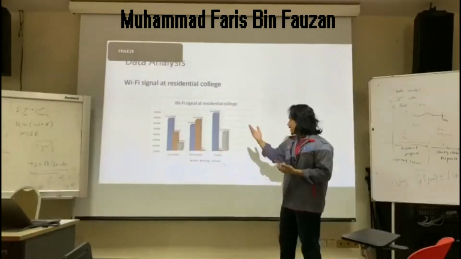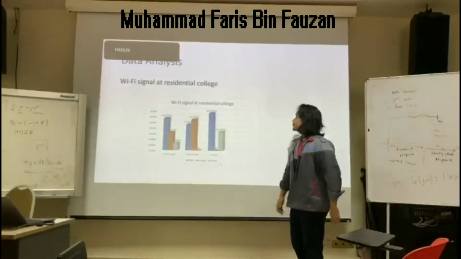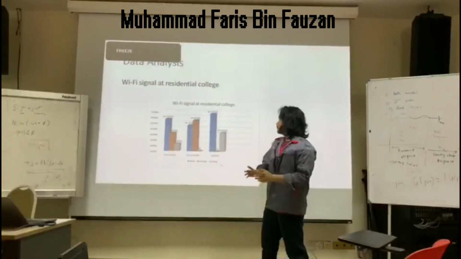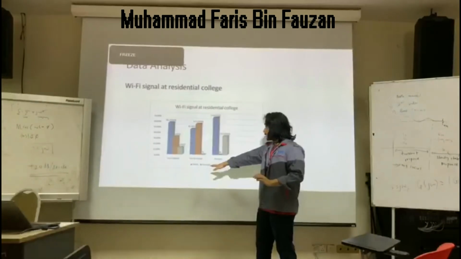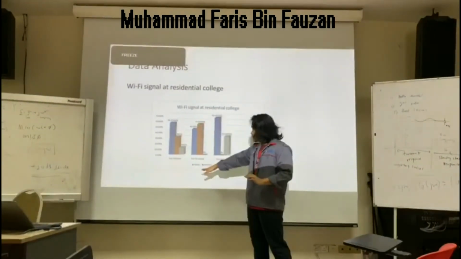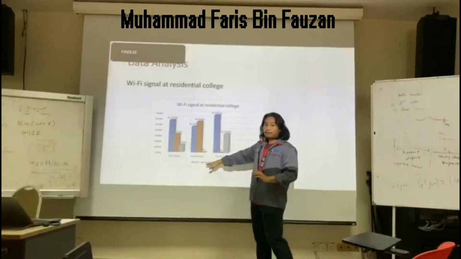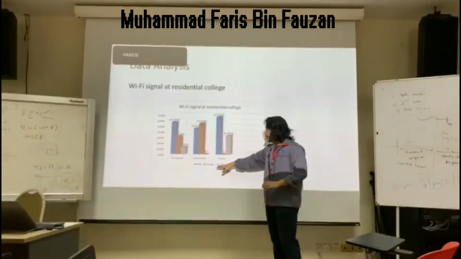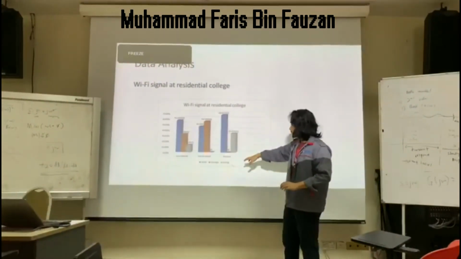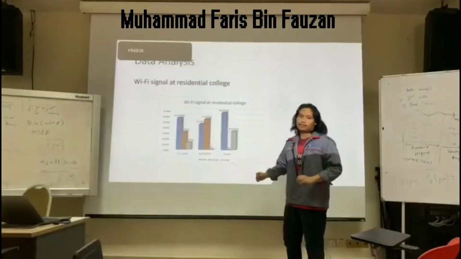We only got Tun Fatimah, Tun Dr. Ismail, and Pura. Okay, so this graph represents, the blue is the weak connectivity of the Wi-Fi signal, the red is the average connectivity of the Wi-Fi signal, and the black one is the strong connectivity of the Wi-Fi signal.